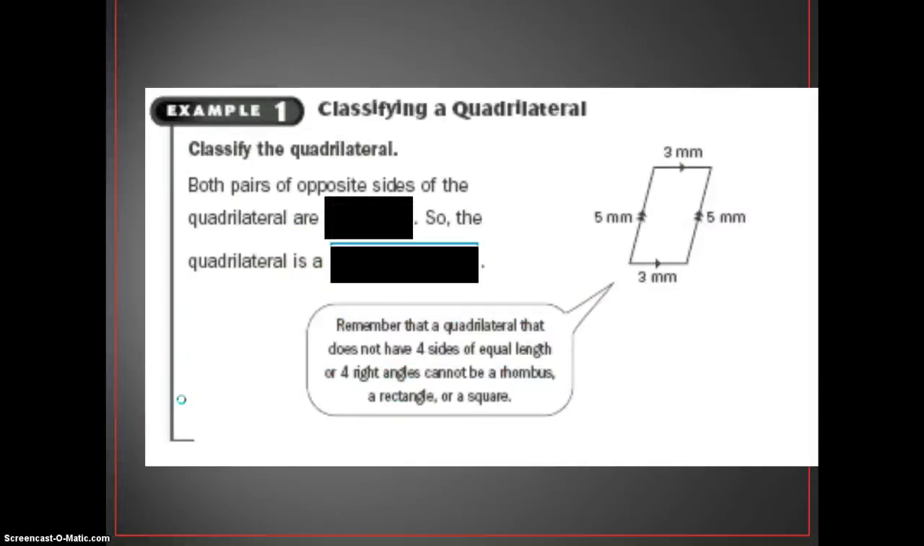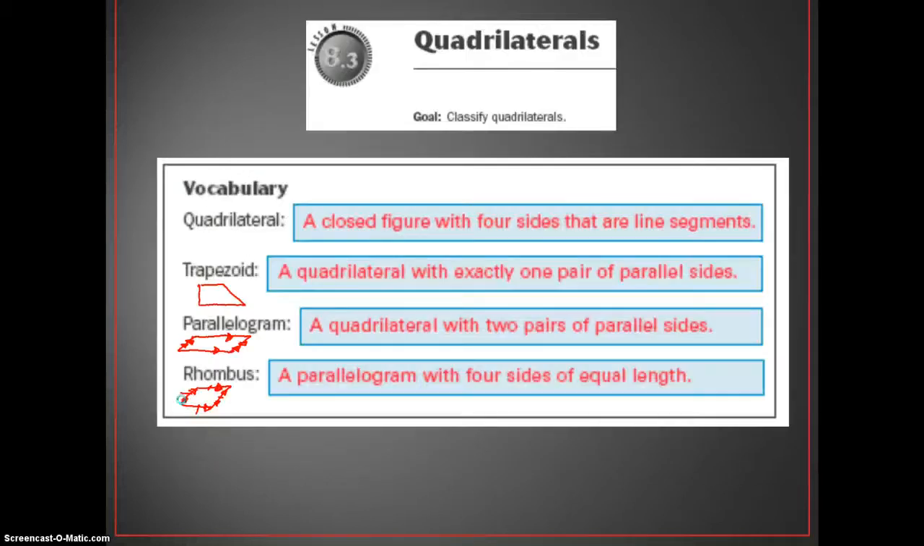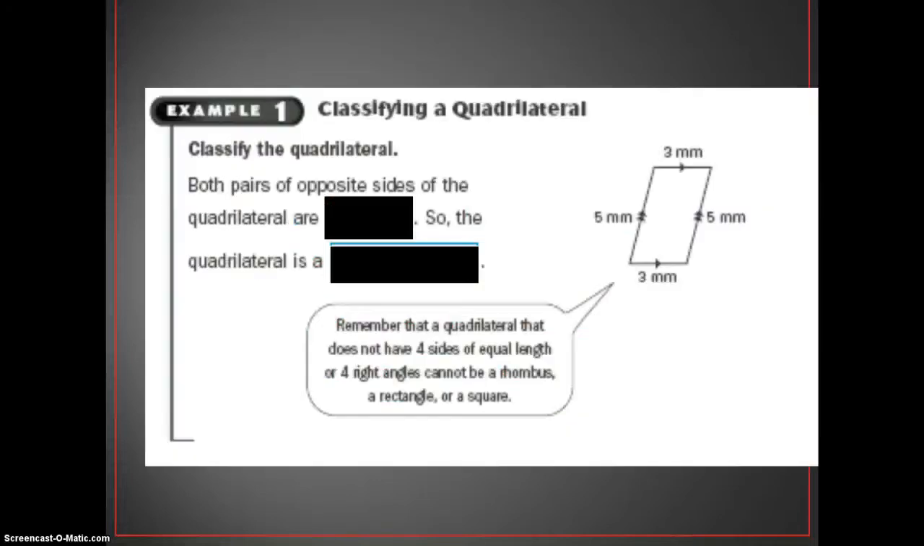For example 1, classify the quadrilateral. That would be telling me, is it a trapezoid, a parallelogram, a rhombus, or if it's none of those three, it could be a rectangle or a square too, we just don't put that in vocab. If it's none of those, then it's just a quadrilateral.